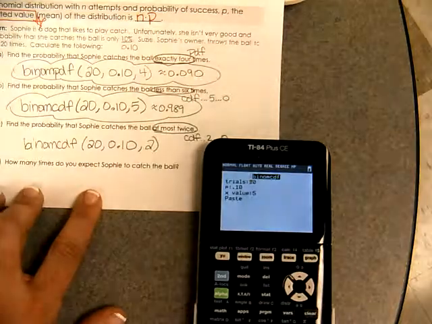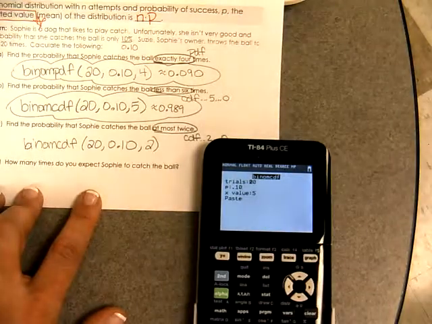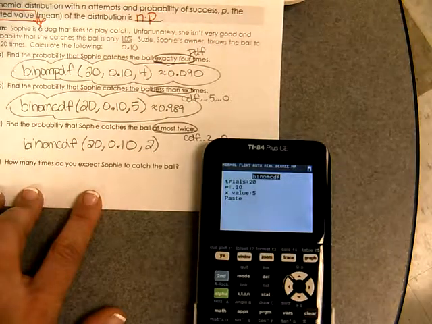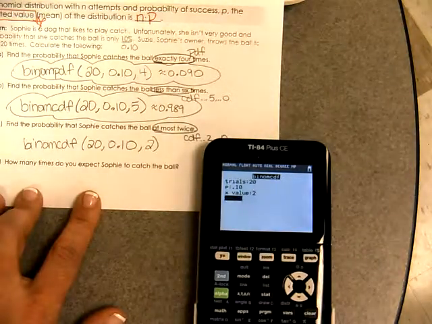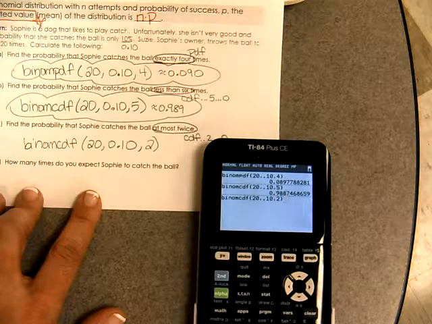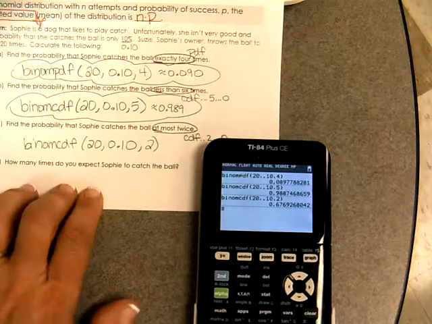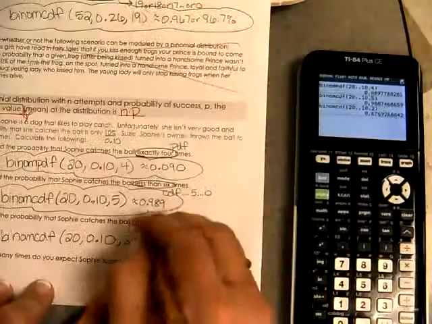So we go to the CDF function. We have 20 trials. The probability is 0.10. But now we just want to go to 2. 0 to 2. And that 9 bumps that up, so I get 0.677.